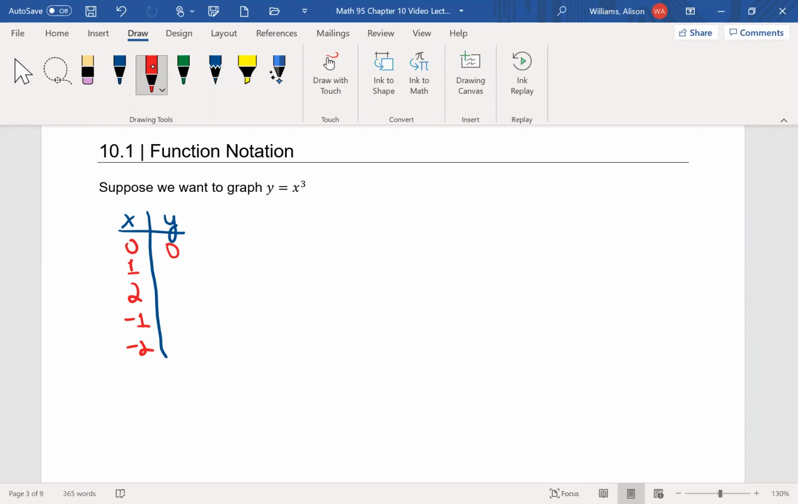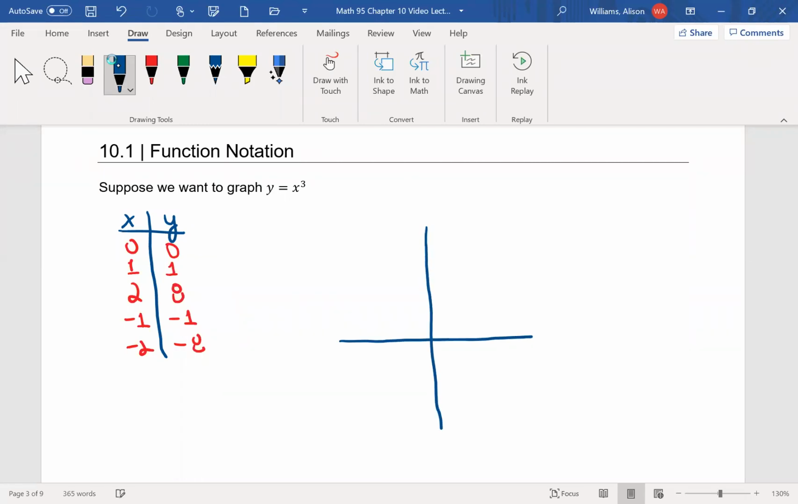When you plug in 1, 1 cubed is going to be 1. When I plug in 2, 2 cubed is going to come out to 8, because 2 times 2 times 2 is 8. -1 cubed is going to come out to -1, because you multiply -1 by -1, which is +1, but +1 times -1 comes out to -1. And then -2 cubed will be -8. Similar to 2 cubed, except because it's negative, it will come out negative since there's an odd number of negatives. All right, so I'm going to go ahead and plot this.